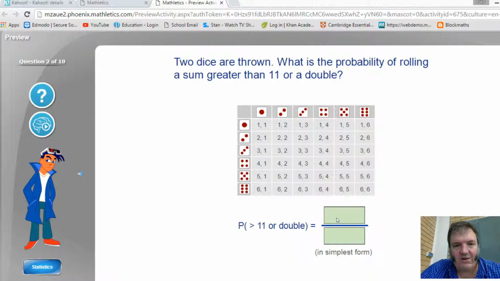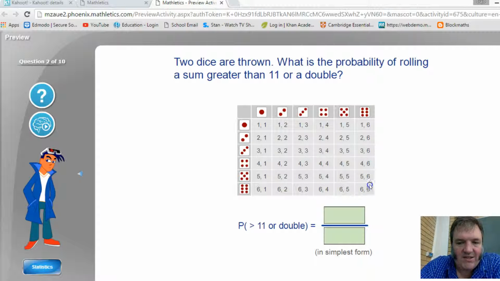And there we go. So we've got another one. 2 dice are thrown. What is the probability of rolling a sum greater than 11 or a double? So these are the ones where we've got to watch the words. If it says greater than 11, that means bigger than 11, not including 11. Because 11 is the same as 11. It's not bigger than itself, is it? So the only thing that's greater than 11 is 12.